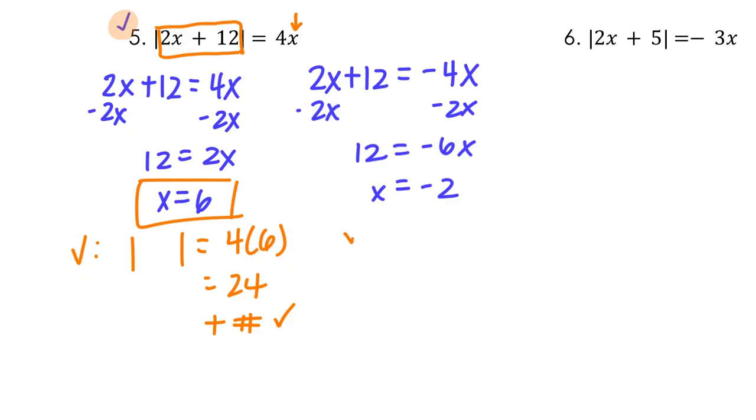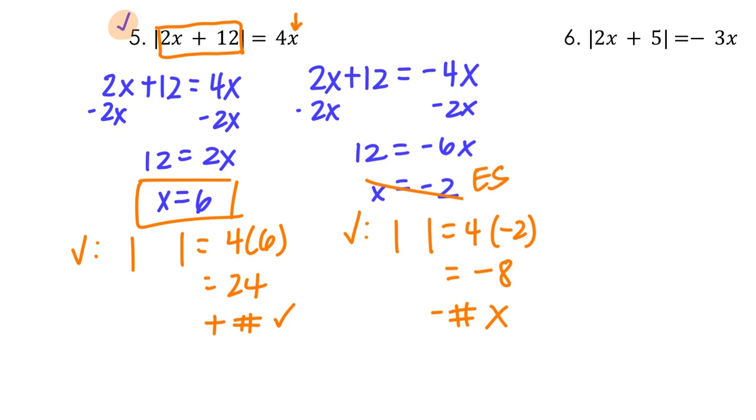So I'll do the same thing here. I'm going to check absolute value bars equal 4 times negative 2. 4 times negative 2 is negative 8. So is this one a viable answer? No, this is a negative number, so this is not a viable answer. So my only solution is 6. Negative 2 is not a solution. It's an extraneous solution.